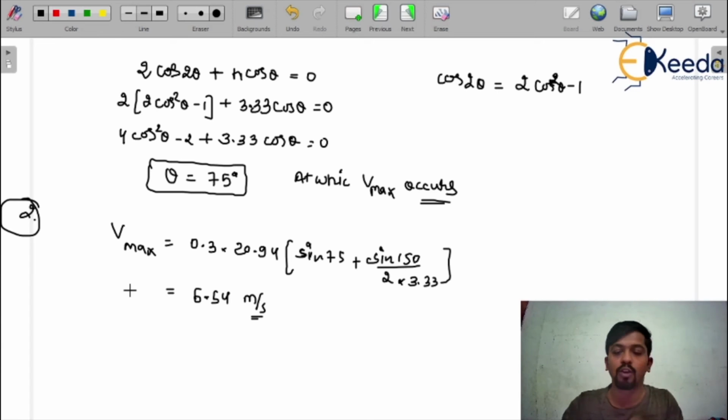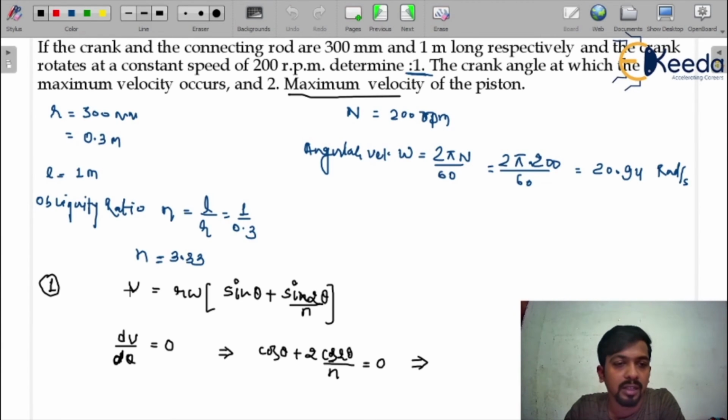I hope you understand how to solve these questions. First you need to understand the formula. I always say that you just have to learn the formula, then you will be able to solve the questions based on this chapter. When you solve the questions, write down the formulas again and again, so that you remember them strongly. So V is equal to R omega times sin theta plus sin 2 theta by n.